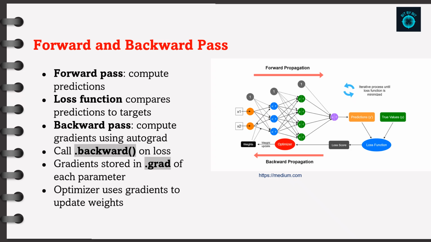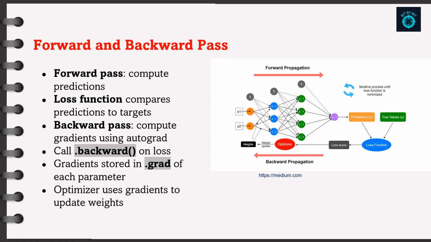Next comes the backward pass. This is when we calculate how much each weight contributed to the error. PyTorch handles this using its automatic differentiation engine called Autograd. We start the backward pass by calling .backward on the loss.